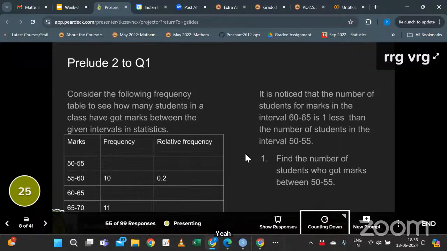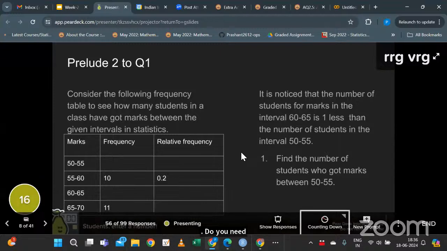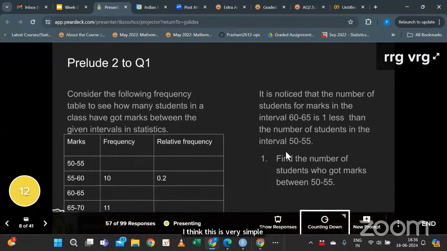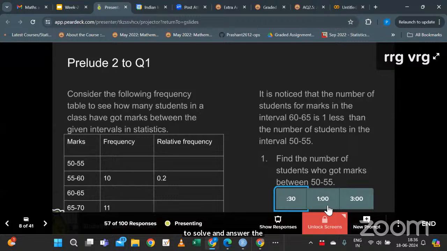Okay, so I received 55 responses from your end. Do you need extra time for this question? I think this is a very simple one. Rest of the people, I will suggest you please try to solve and answer the questions. Let me give you 30 seconds, or let me give you 1 more minute.